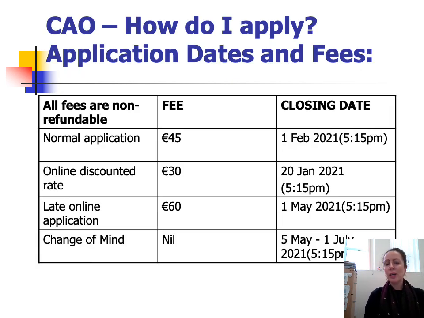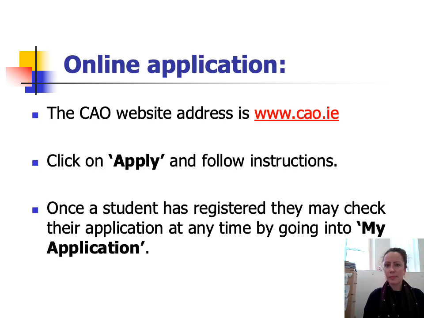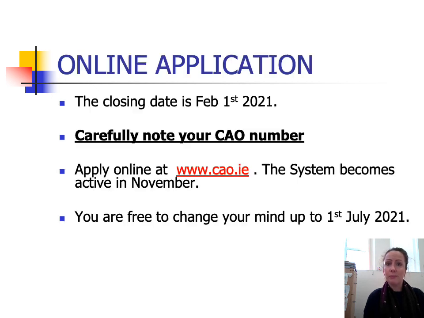Okay, so, making the CAO application. The normal application is €45, but if you have the application set up by the 20th of January, there's a €15 discount, and it is €30. Quite simply, you go to the CAO website, click on apply and follow the instructions. Once the account has been set up, students can go into my application, and all their information is there for them.